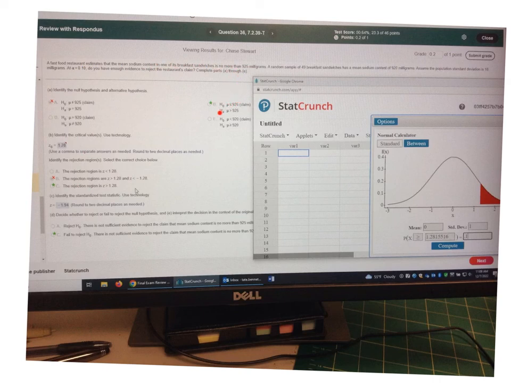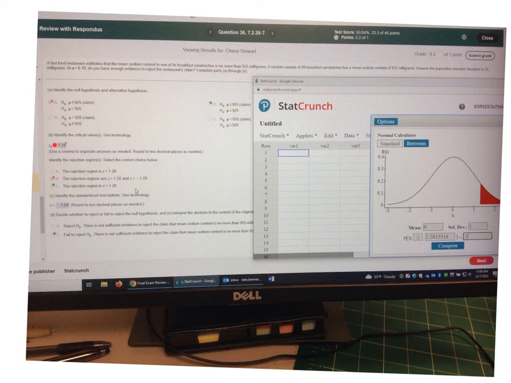The alternative hypothesis is always going to be the opposite of this. Since this is less than or equal to, the alternative is going to be the mean is greater than 925. So this would be the correct choice for identifying these.